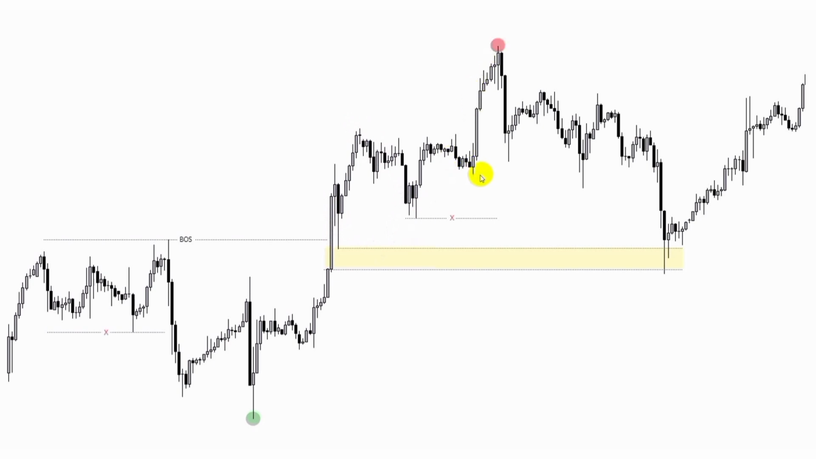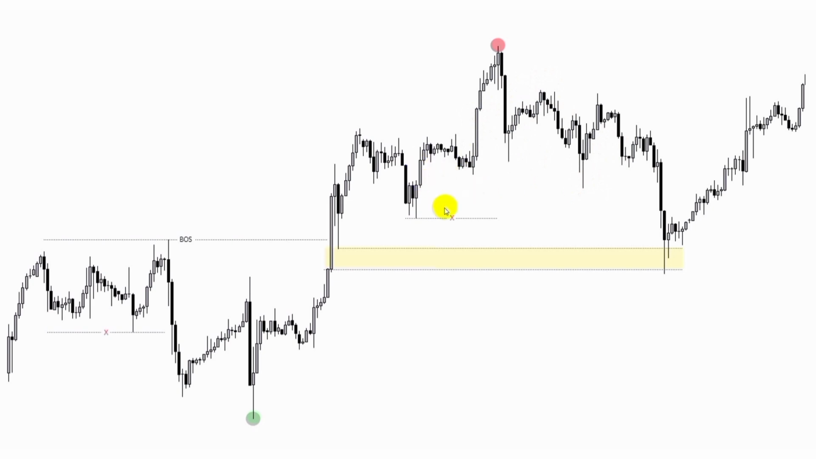This is not our inducement. This is a minor inducement. This is our major. Now you can see how price left this fair value gap. Price returned, filled up the fair value gap. Price again pushed to the upside to fill up this fair value gap. You can see there we have the drop of price. Now you can see that price filled up this fair value gap. Price again returned to the downside to fill up this fair value gap.